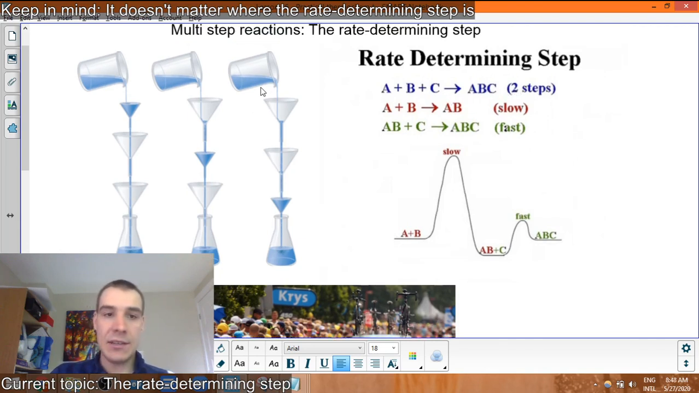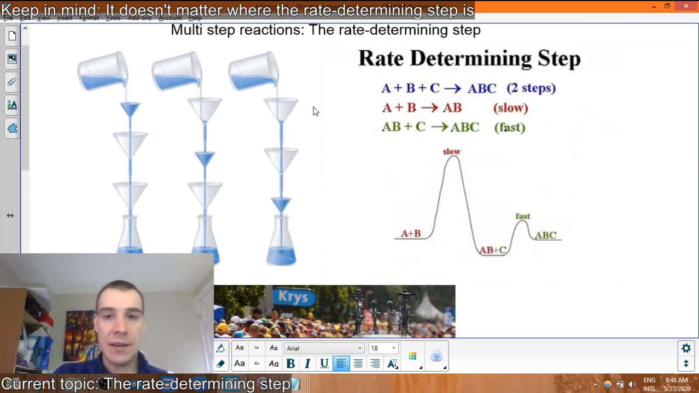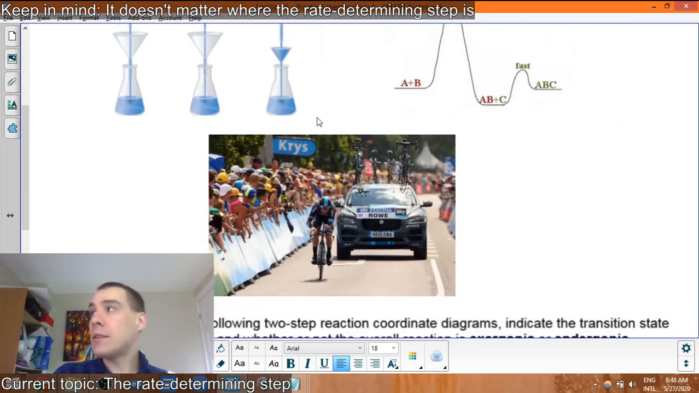One really good analogy for this is pouring water into funnels. The small funnel obviously can't push as much water as the bigger funnel, and it doesn't matter where in the sequence the small funnel is. The small funnel determines how fast you can fill the Erlenmeyer flask down here, no matter where it is in the sequence. That's why we say it's a rate determining step. It can be at the end, it can be at the start, but it's going to slow down whatever you've got.